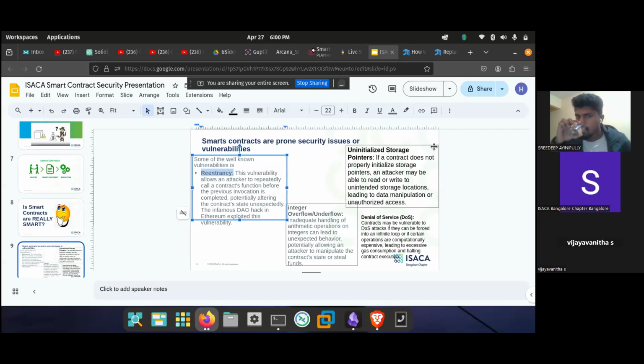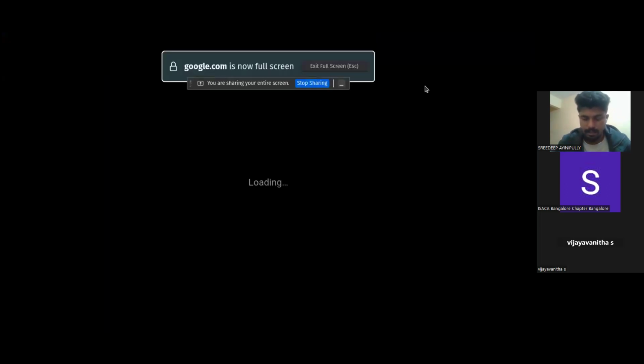Is this because of the latency? Latency we can say like that, because before updating the balance, before reducing the balance, the attacker was able to send money to its account. So latency can be a part, but re-entrancy is the main reason for this attack. Okay, is that fine? Yeah. So coming back to our slides.